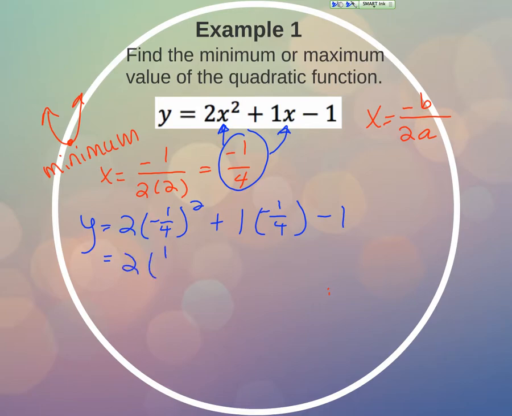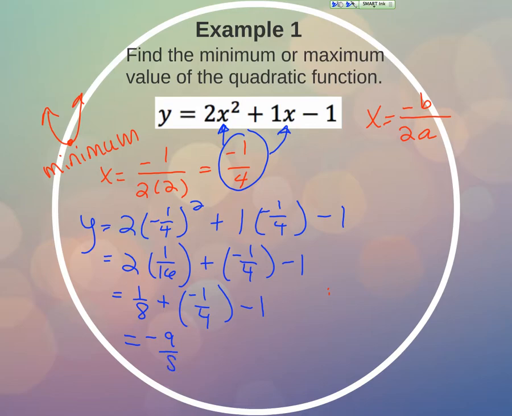If I start evaluating some of this stuff here, negative 1/4 squared is 1/16. Can multiply that by 2, so I'm going to end up with 1/8 plus the negative 1/4 minus 1. And sometimes I don't always trust plugging it in, so I do what I can do. Now I got to this point where I need common denominators. That's where I'm going to reach for my calculator. And I end up with negative 9/8.